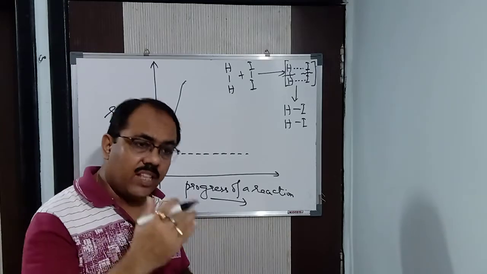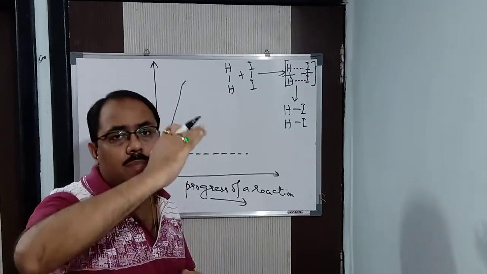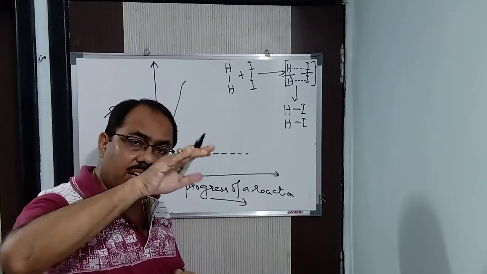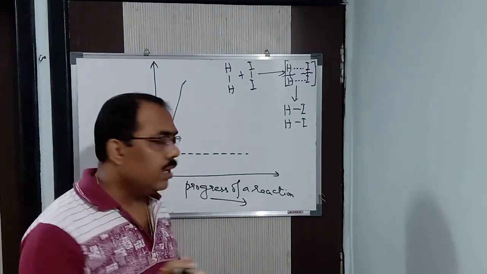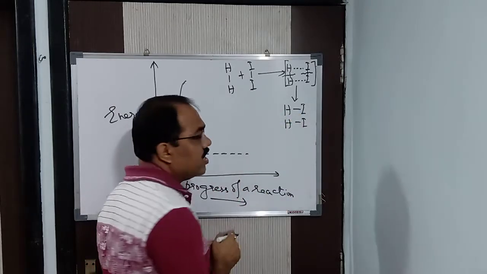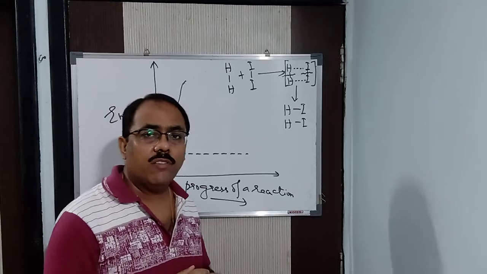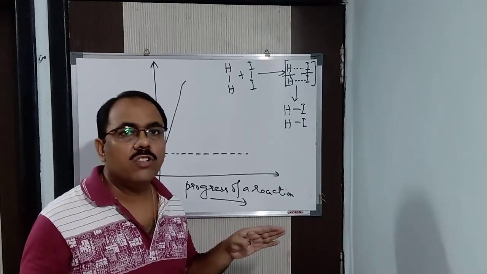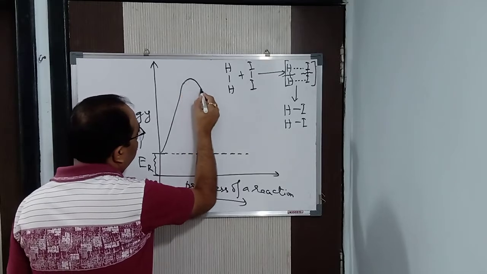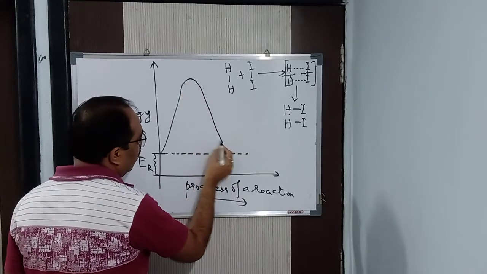Then after that, when the energy is at the maximum in the transition state, it has to form the product. Why? Because the old bond will break and the new bond will develop between H and I. When the new bond develops, as I said, energy is definitely going to get released. So when the energy is released, the graph is going to come down in this way.